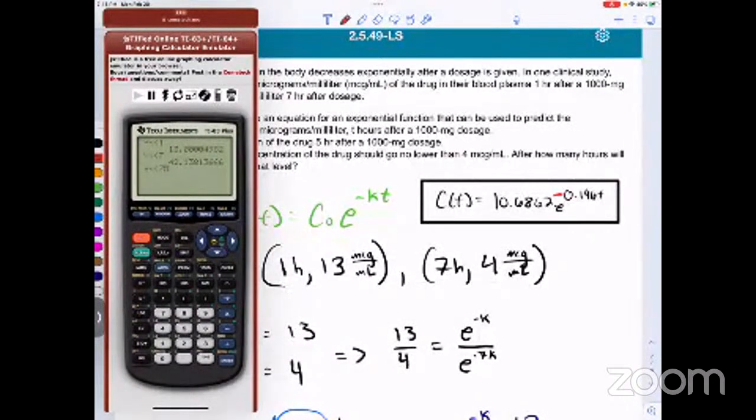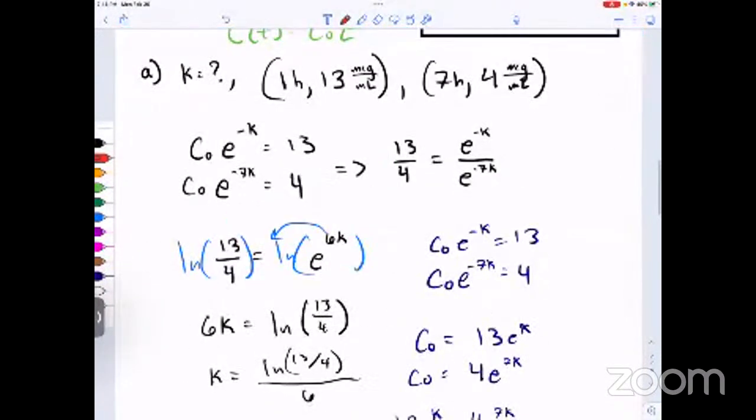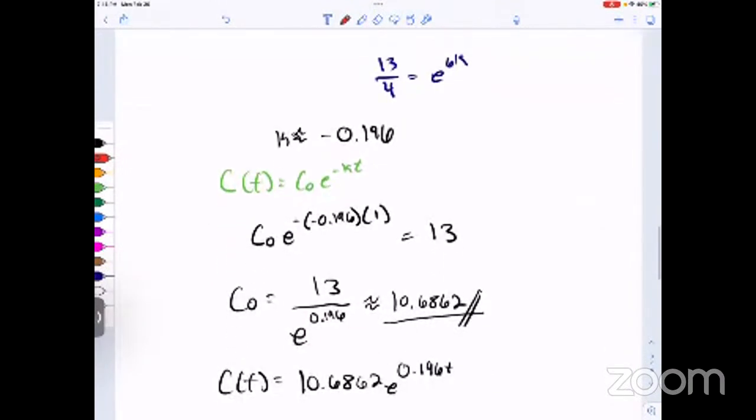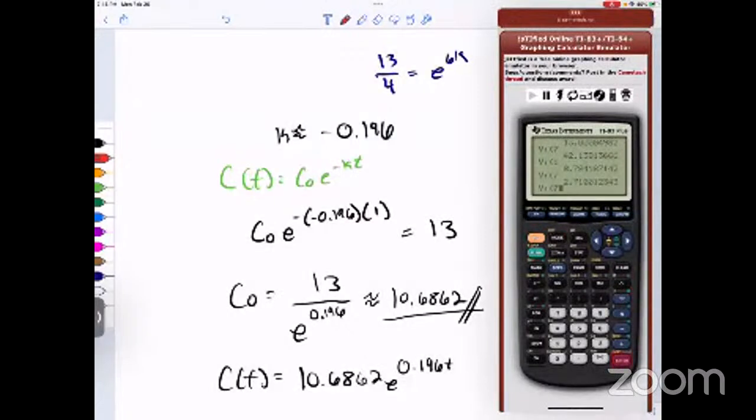Okay, so again, when we plug in 1, we should be close to 13. Now that's off. Let's see when I plug in 7, what happens. 7, that's even worse. Okay. All right, 10.6862. Let's figure out what's going on here. Let's see. We got our K. If we plug the K in, 13 divided by, I think we did that. Here, let's just do it again. 13 divided by E to the 0.196. Yeah, that's what we get.